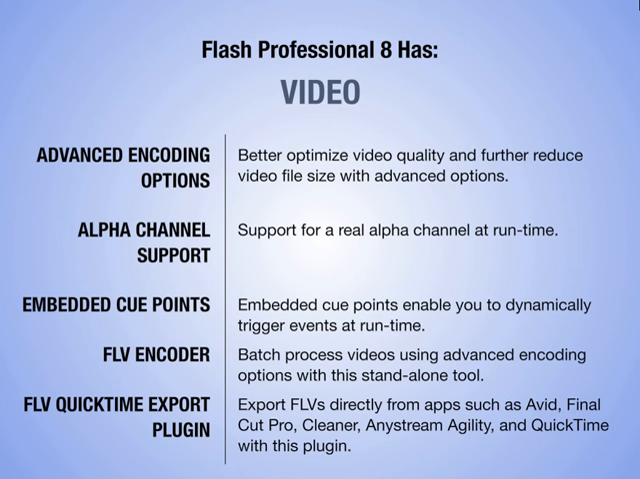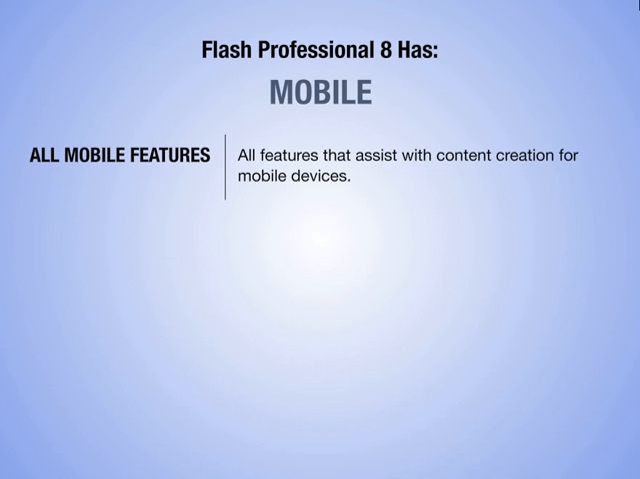Lastly, Flash Professional 8, just like Flash MX 2004, gives a QuickTime export plugin that is also compatible with other video editing and manipulating applications such as Avid, Final Cut Pro, Cleaner, Agility, and QuickTime. What that plugin allows you to do is from within all those applications, directly from there be able to export FLVs. So it's a really great workflow technique. You don't have to go to another application to actually save out your video as an FLV. You can do it directly in the applications that you're working with.